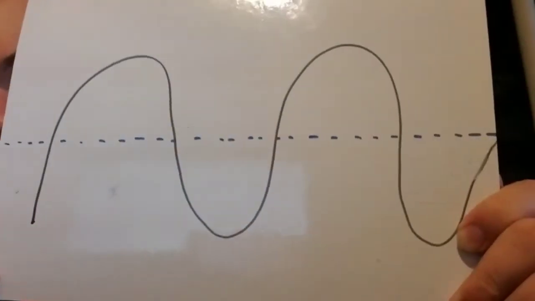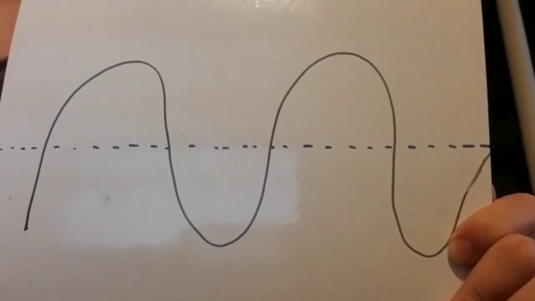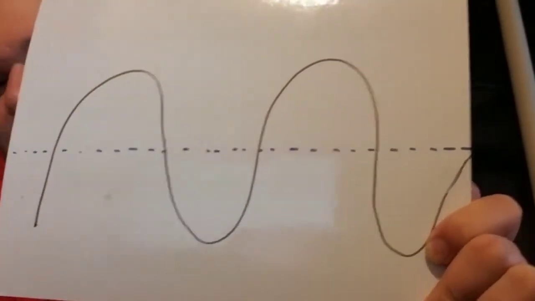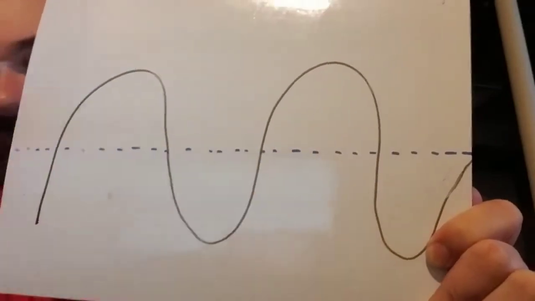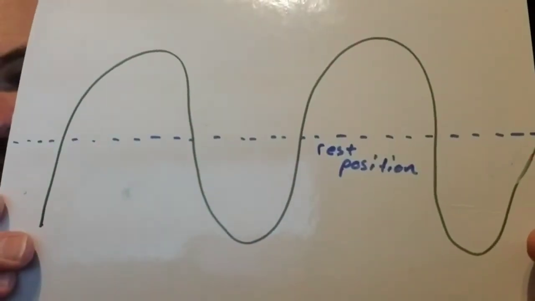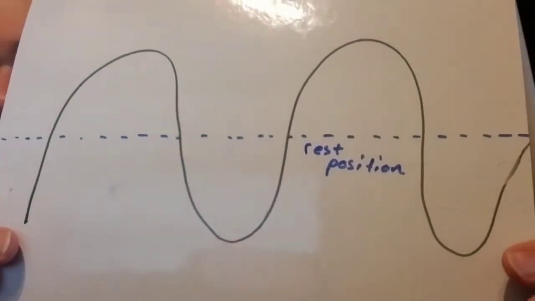All right, so now that we have our wave drawn on here, you can see we have a black transverse wave going across and then a blue dotted line going through the center. That dotted line is the center of the wave. That dotted line is known as the rest position. Basically, that dotted line is where the wave would be if it weren't actually waving right now.